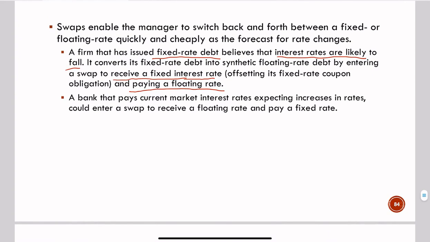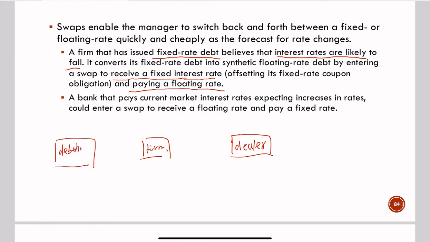So let's say we have a firm here. And then the other party is the dealer, who will actually enter this agreement with this firm. Remember that this firm has issued fixed rate debt. So there is actually a third party, the debt holder, right? So you can see that the firm has to pay this fixed rate. Let's assume the fixed rate is 5%.